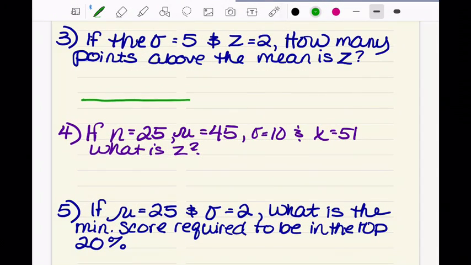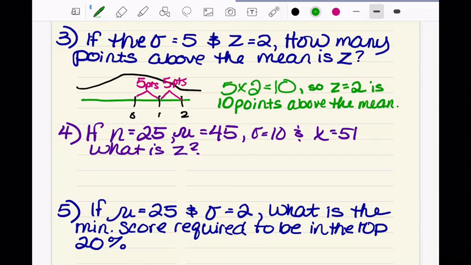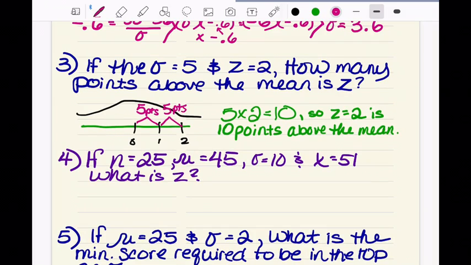If the standard deviation is 5 and z equals 2, how many points above the mean is z? So 0 is going to represent our mean, and z equals 1 is 1 standard deviation above the mean. So that will be 5 points. Well, the difference between 1 and 2 is also 1 standard deviation, so that will be another 5 points. So we'll take 5 points times the z and get 10 as the amount of points that z equals 2 is above the mean.